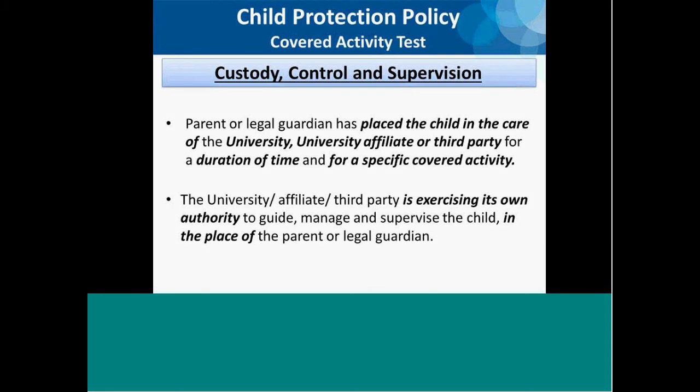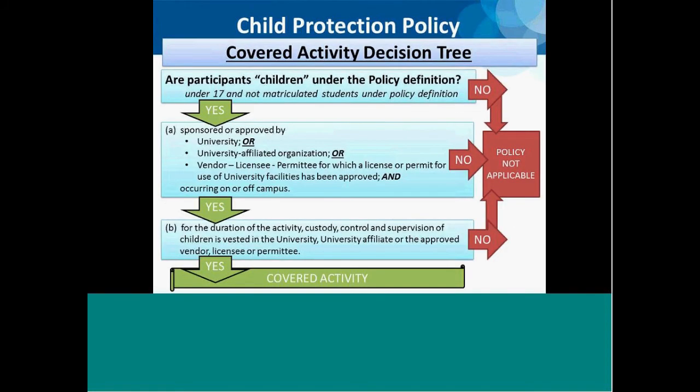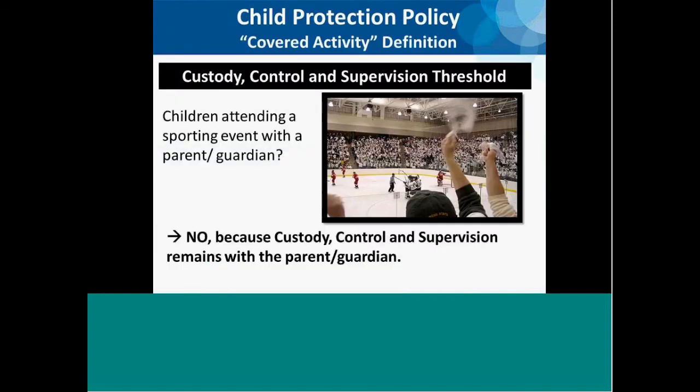This decision tree is another useful tool that you may use to determine whether an activity is a covered activity to which the policy applies. If you have any questions, of course, you should always contact your campus counsel. Here are some examples of custody, control, and supervision and when this threshold is met.